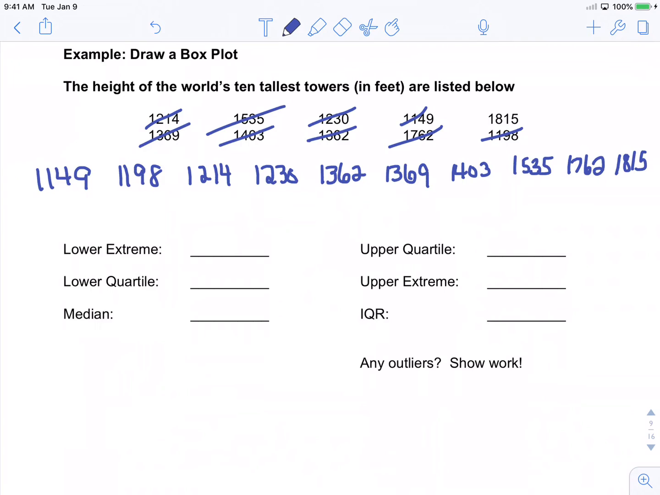All right, so data should be organized from least to greatest. I crossed mine off as I was working just to make sure that I was getting all of the numbers. We can quickly see the lower extreme and the upper extreme, so you can list those numbers down below, now that it's organized.